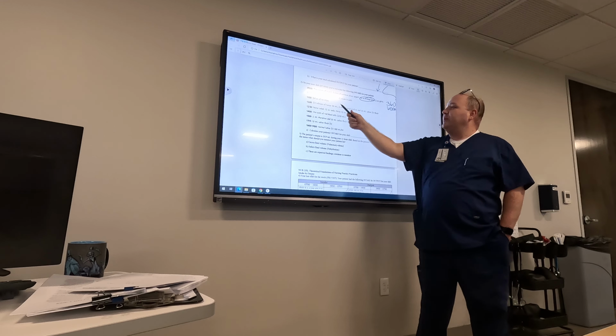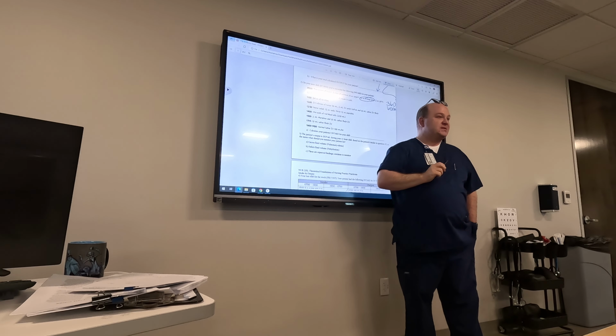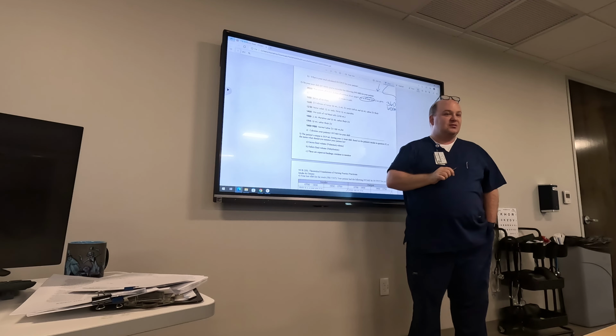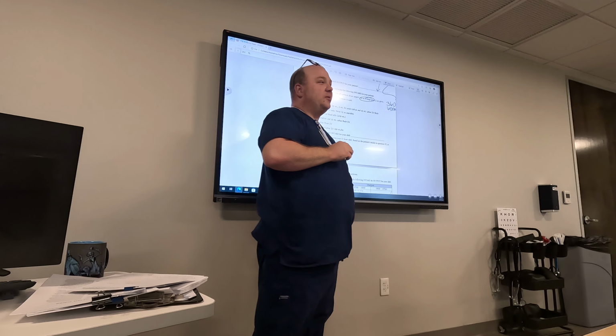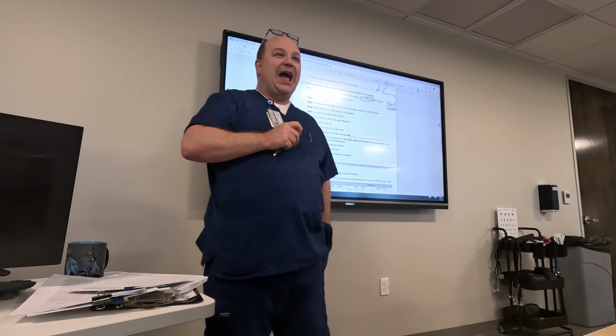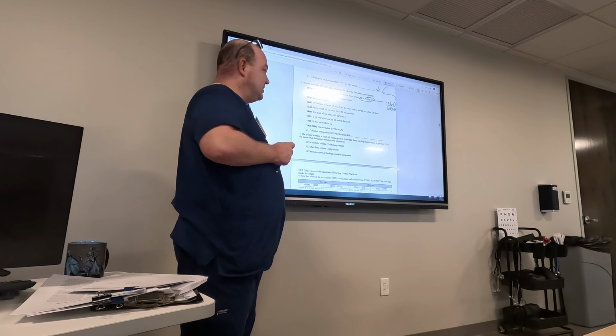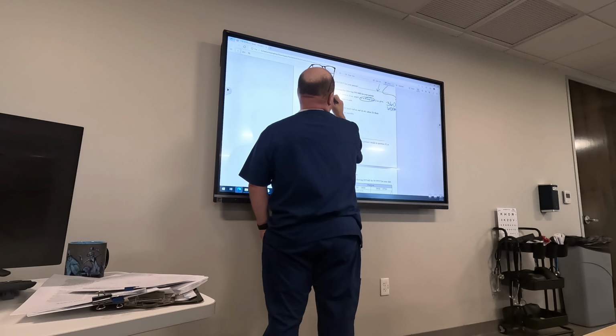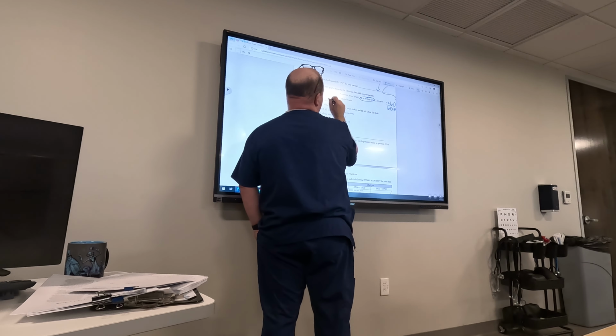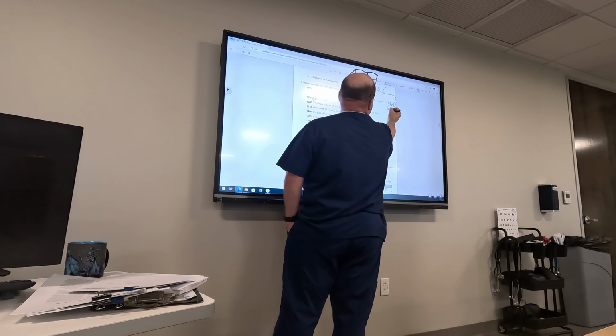Then we have 24 ounces of ice chips. 720 milliliters? No, it would not be 720. Remember what we said at the beginning? It's half for the ice. So 24, half of that is 12, times 30 is 360. 360.